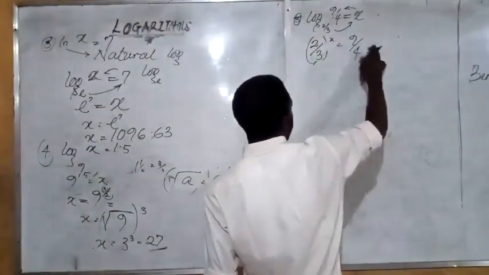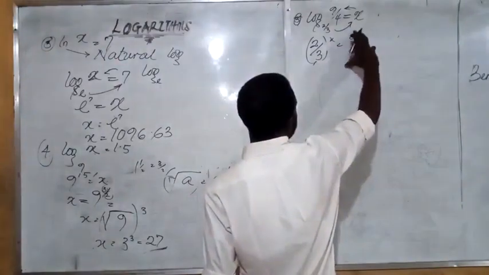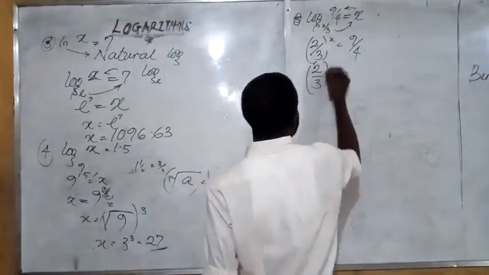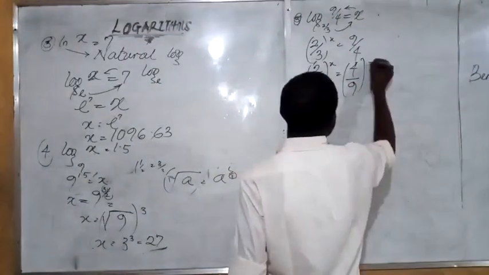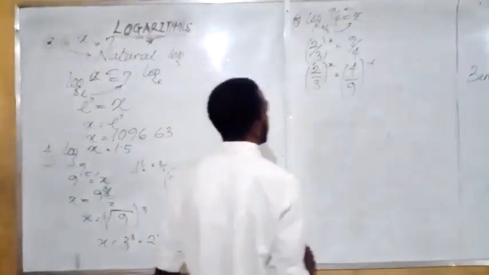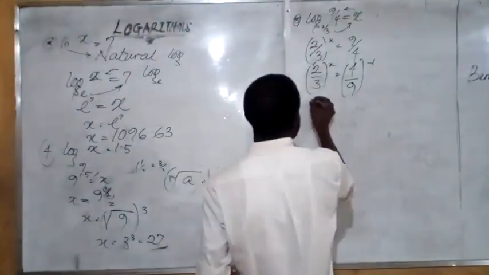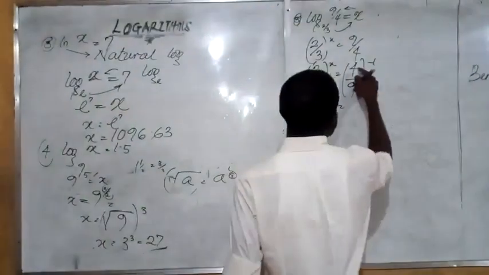So if we alter this, this becomes 2 over 3, all raised to power x, is equal to 4 over 9, all raised to power minus 1. Does that make sense? Good. Now, what does this become? This tells us that 2 over 3 all raised to power x is now equal to 2.